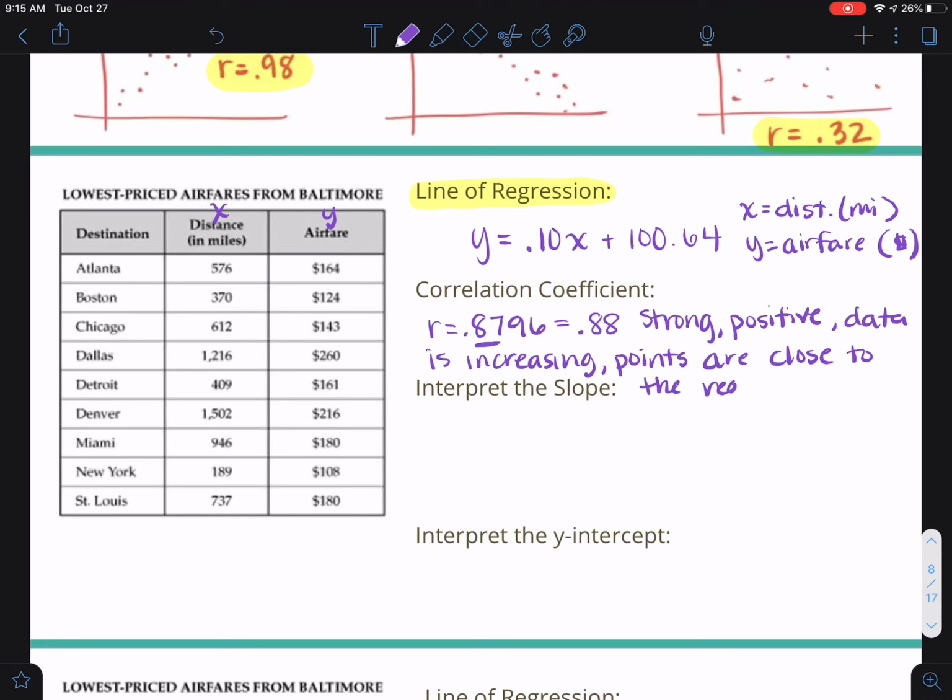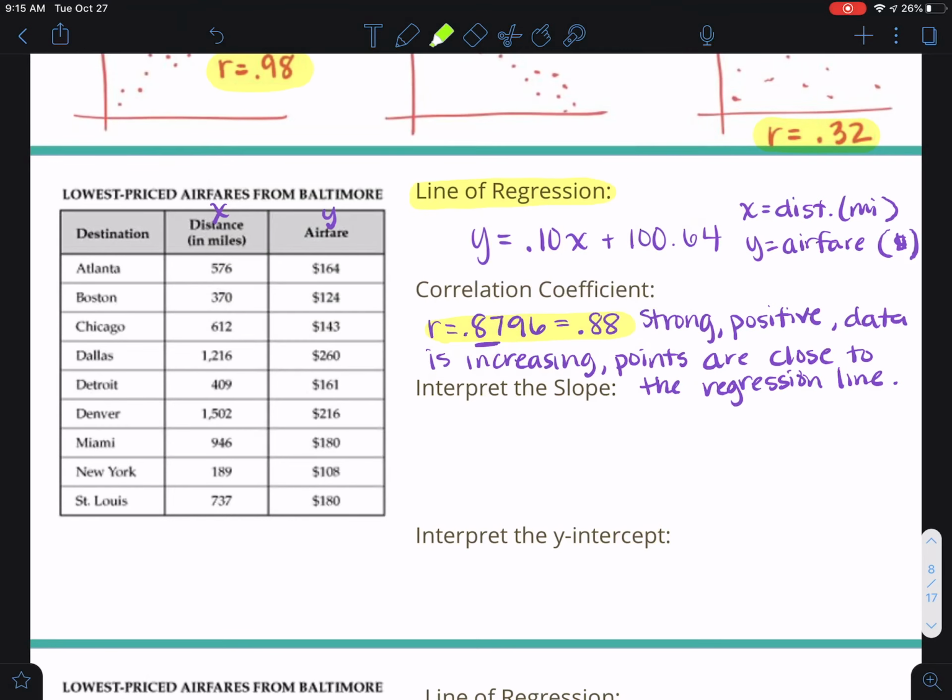Okay, so that's the correlation coefficient. You always want to interpret it, whether it's strong or weak, whether it's increasing or decreasing, and whether your points are going to be close or far from your line of best fit.